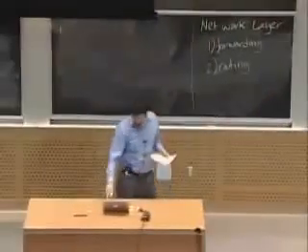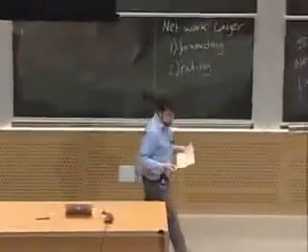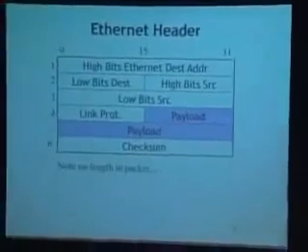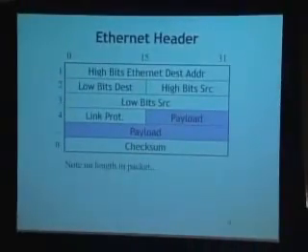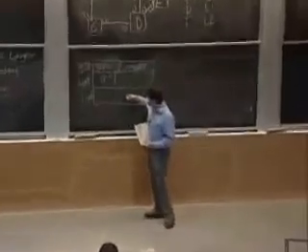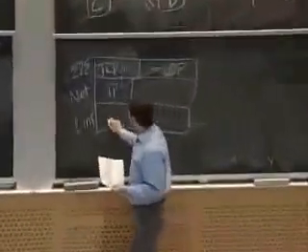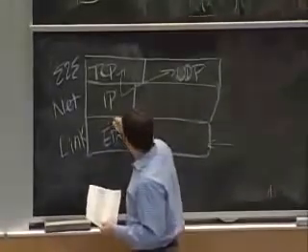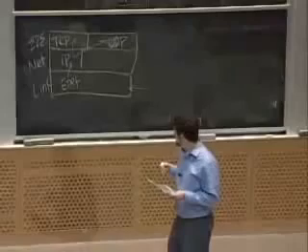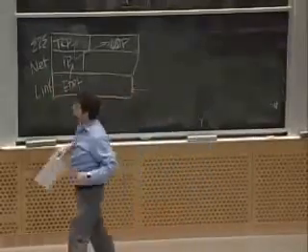So similarly, if we look at an Ethernet header, what it has on it is the destination address, which is 48 bits, and the source address, which is also 48 bits, followed by a link protocol. Remember, Ethernet is a link layer protocol, and it has a protocol ID that specifies the protocol it's supposed to send messages back up to.